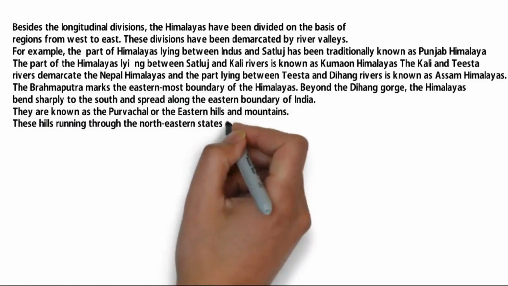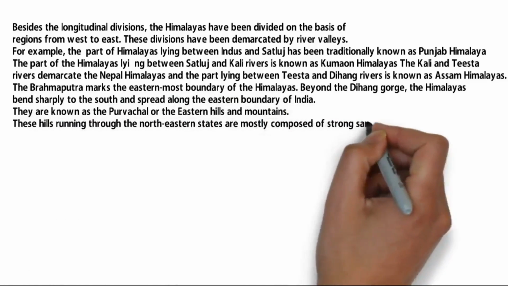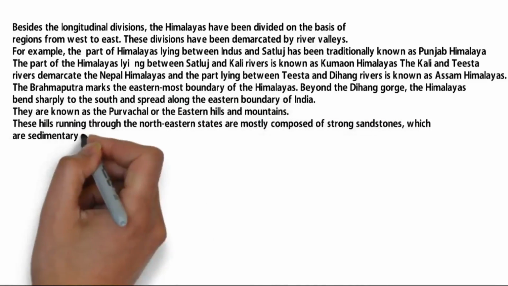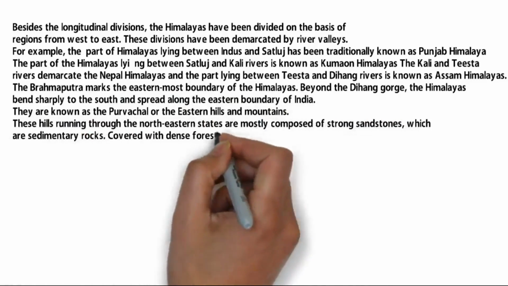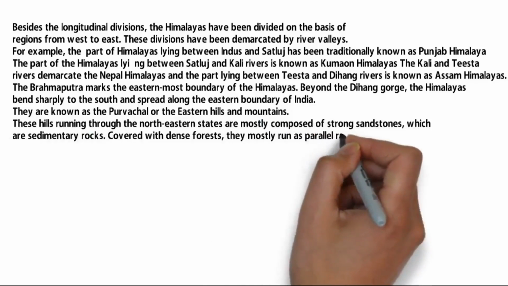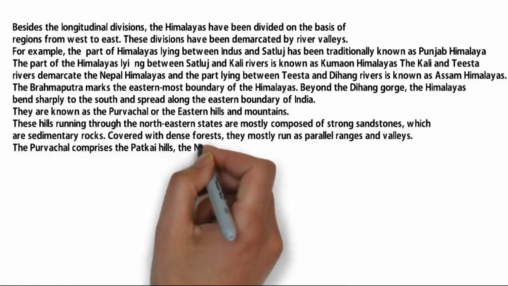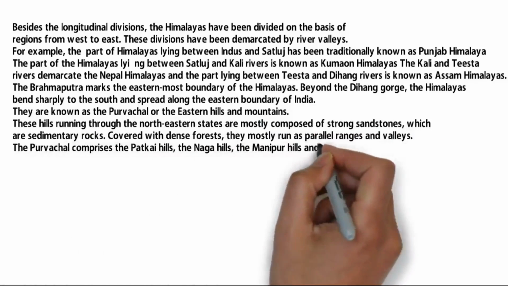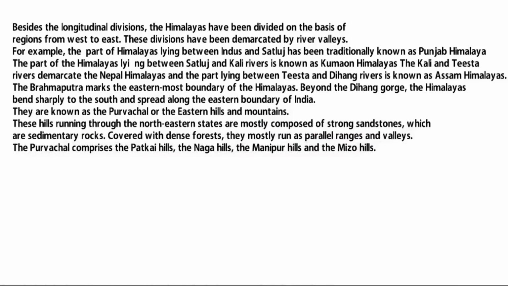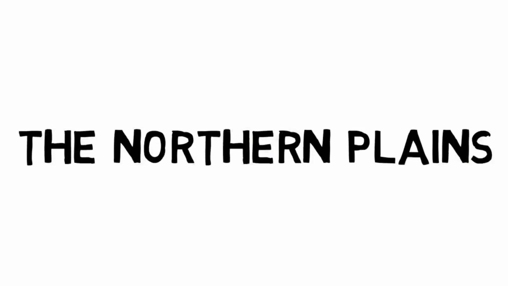These hills running through the northeastern states are mostly composed of strong sandstones, which are sedimentary rocks. Covered with dense forests, they mostly run as parallel ranges and valleys. The Purvachal comprises the Patkai Hills, the Naga Hills, the Manipur Hills and the Mizo Hills. The Northern Plains.